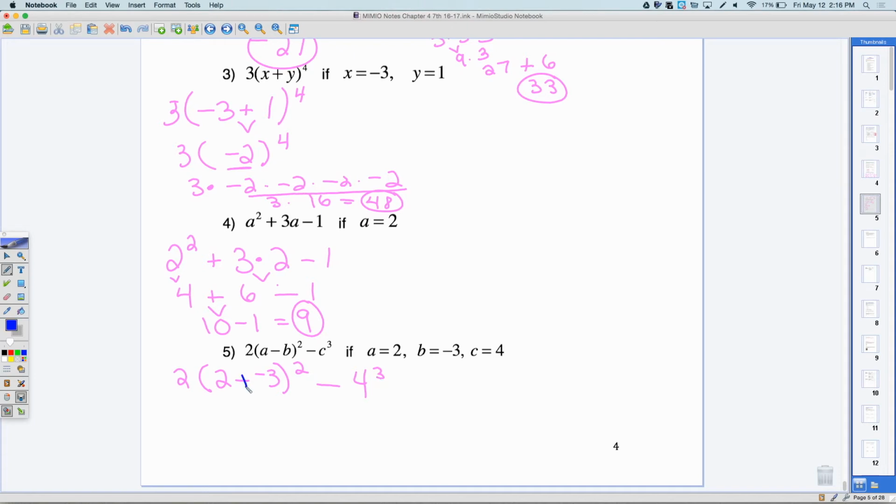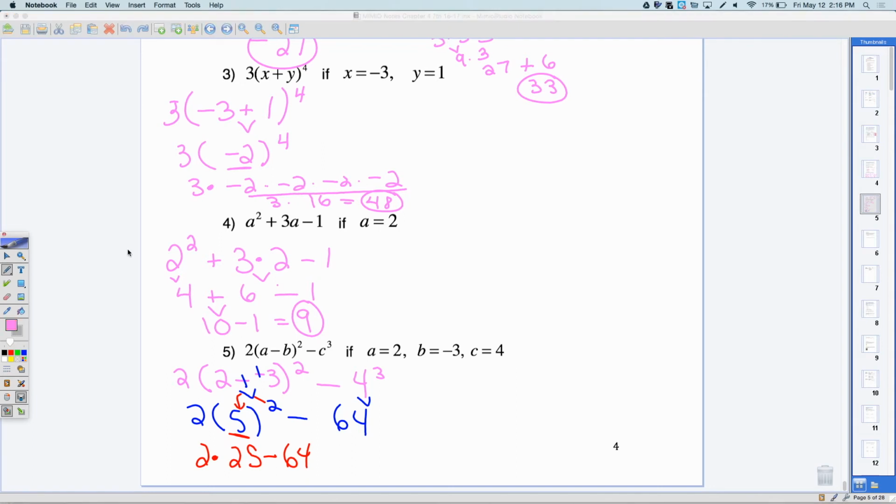First, change subtraction to add in the opposite. Then do inside the parentheses. So it's 2 times 5 to the second power minus, we can also do the 4 to the third power, which is 64. Next, we need to take 5 to the second power. 5 to the second power is 25. So it's 2 times 25 minus 64.